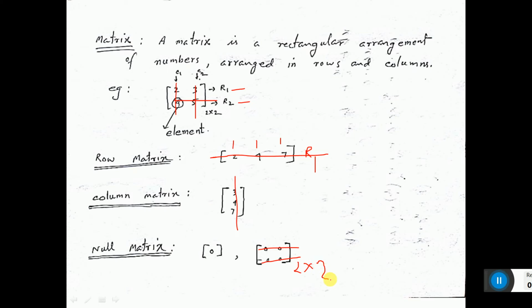That means there are 2 rows and 2 columns. First one is row and second one is column. This is called the order of the matrix. So this is a second order matrix. Here also 2 cross 2, that is a 2 cross 2 matrix or second order matrix.